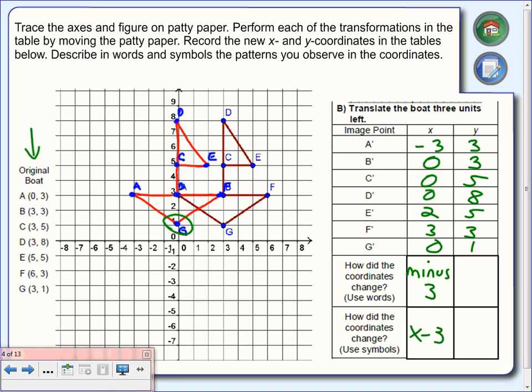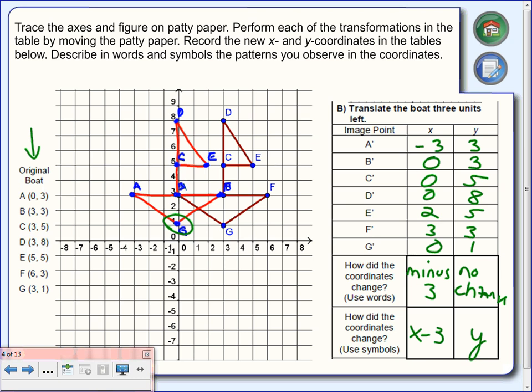What about the Y values? Was there any change in the Y values? No. So right over here we're going to put down that there was no change. And to show that, we're just going to keep it Y. Y remains Y. Now, this particular one, B here, asks us to move it to the left 3 units. And all it did was change the X value by subtracting 3. What do you think would happen if they said move it to the right 3 units? Then it would have been added.